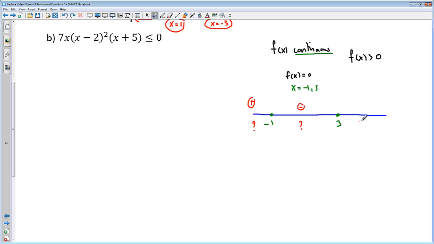And you plug a number over here, and suppose you find out it's positive again. And so then all the numbers over here are positive. And so then we can just simply write down when it's positive, it's all this stuff and all this stuff. And so we just write down that interval, and that's our answer.